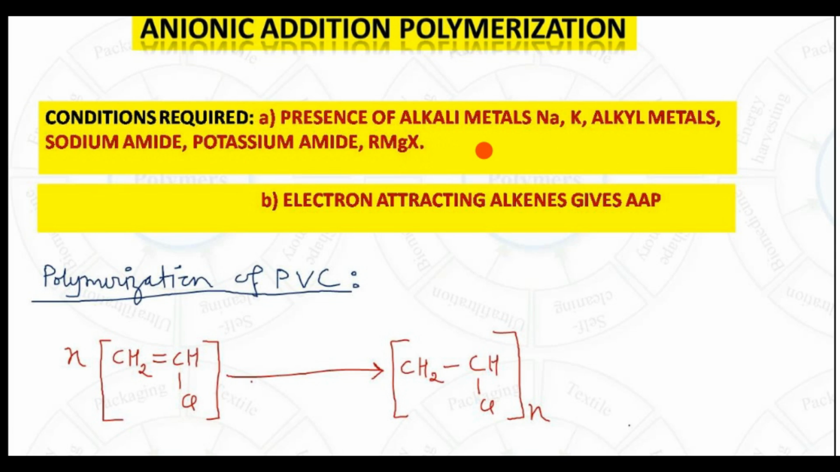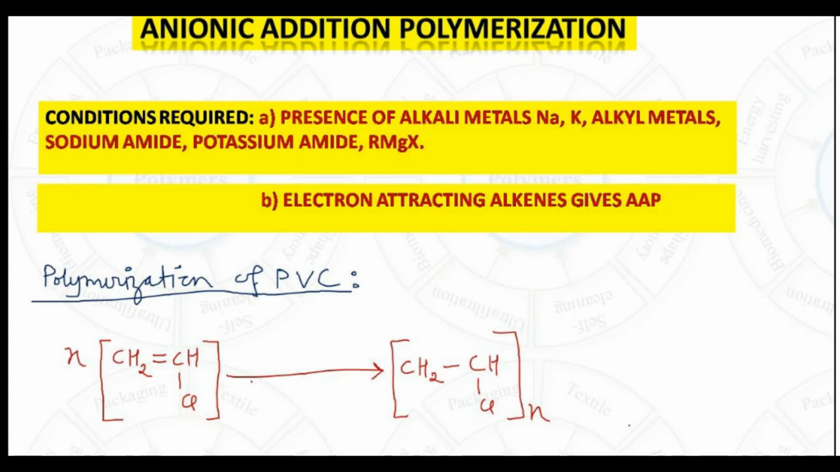These are the conditions. Second, electron attracting alkenes must be there. Electron attracting means electron withdrawing group. Minus I effect showing groups must be substituted onto the alkene. So here, say CH2 double bond CH, here this is Cl, right? The Cl has both effects, electron pushing as well as electron attracting. But since it's an electron attracting group, the minus I effect is more predominating.